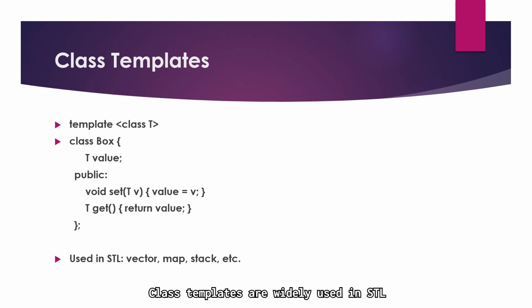Class templates are widely used in STL containers. For instance, vector, map, and stack are all class templates. This allows them to store anything, from primitive types to user-defined objects, while maintaining type safety and performance.